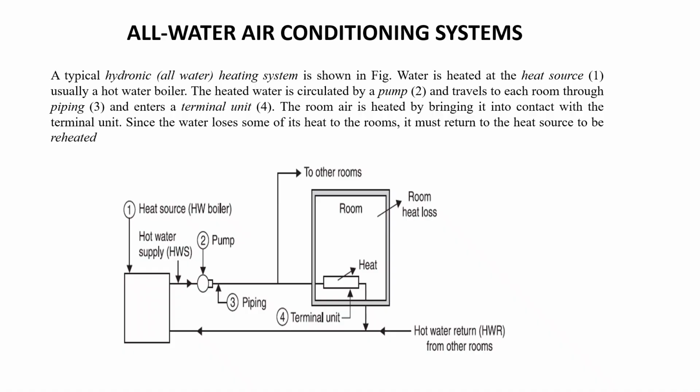Next, we'll see what an all water air conditioning system is. The figure has been shown here. This is a typical hydraulic heating system. We can call it all water. It is shown in the figure. There are different parts shown here, mainly four parts.